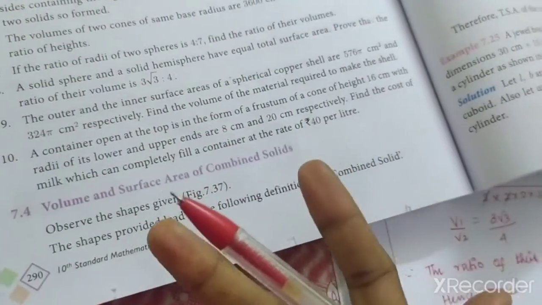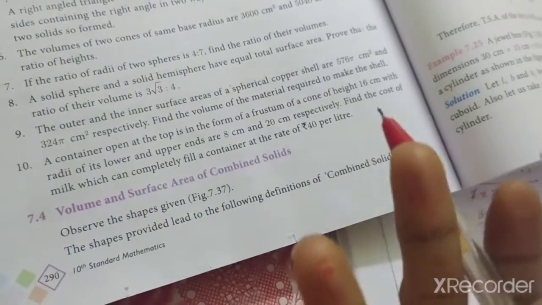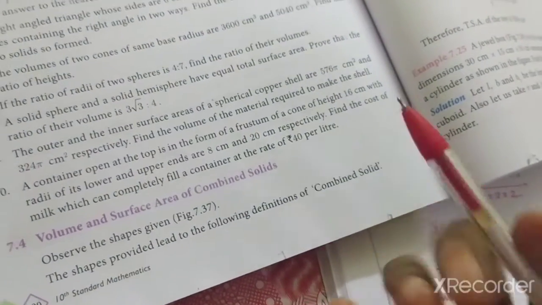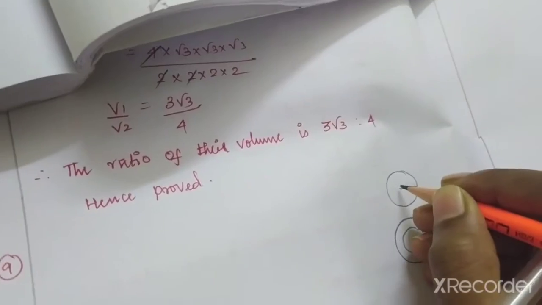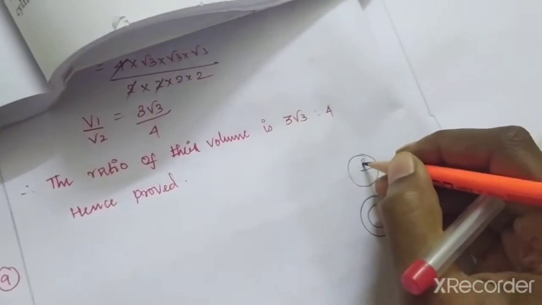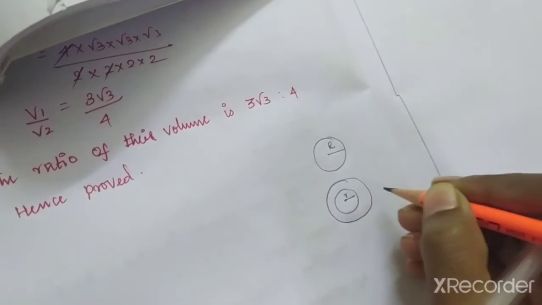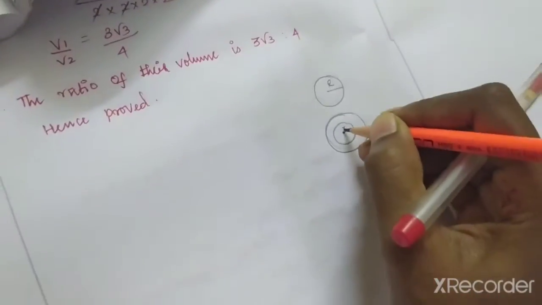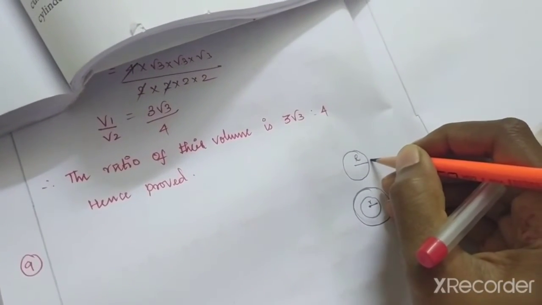So by using these two, the outer and inner spherical copper shell, what is the volume they are asking? If you combine these two spheres, what do you get? Obviously a hollow sphere, that is what they are trying to tell. So here you have an outer sphere, whose radius you should take as the greatest radius. Outer is big, so this is capital R, and this is the smaller r.